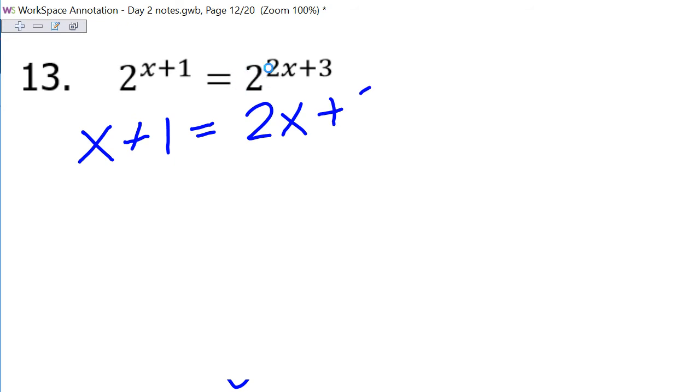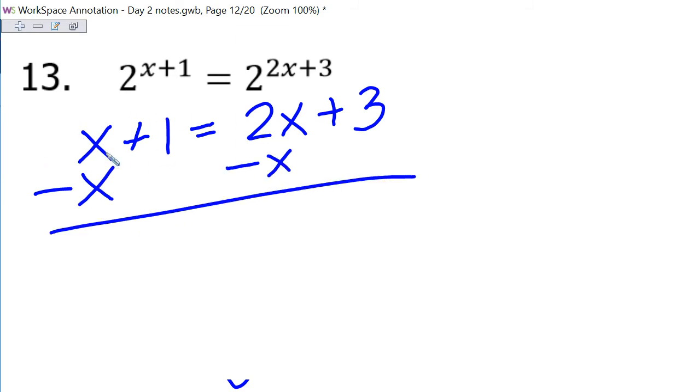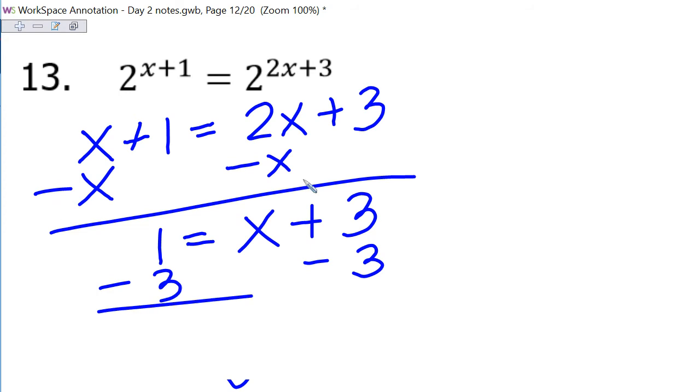Solve for x. Now this one does require a little bit of math. So what will we have to do to solve for x? Subtract x to both sides. So that gives me 1 equals 2x minus 1x is x plus 3. What do I do next? Subtract 3 to both sides. 1 minus 3 is negative 2 is x.